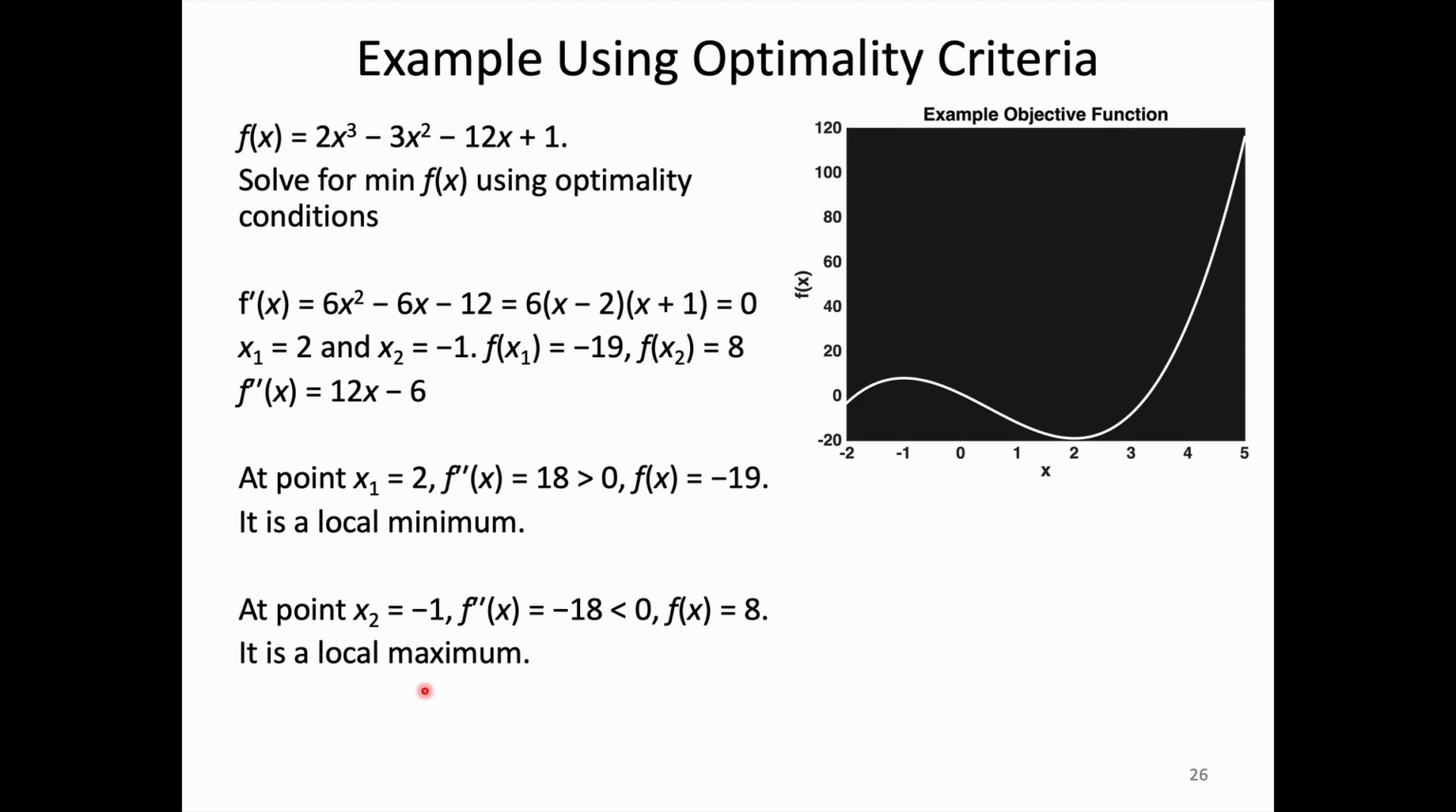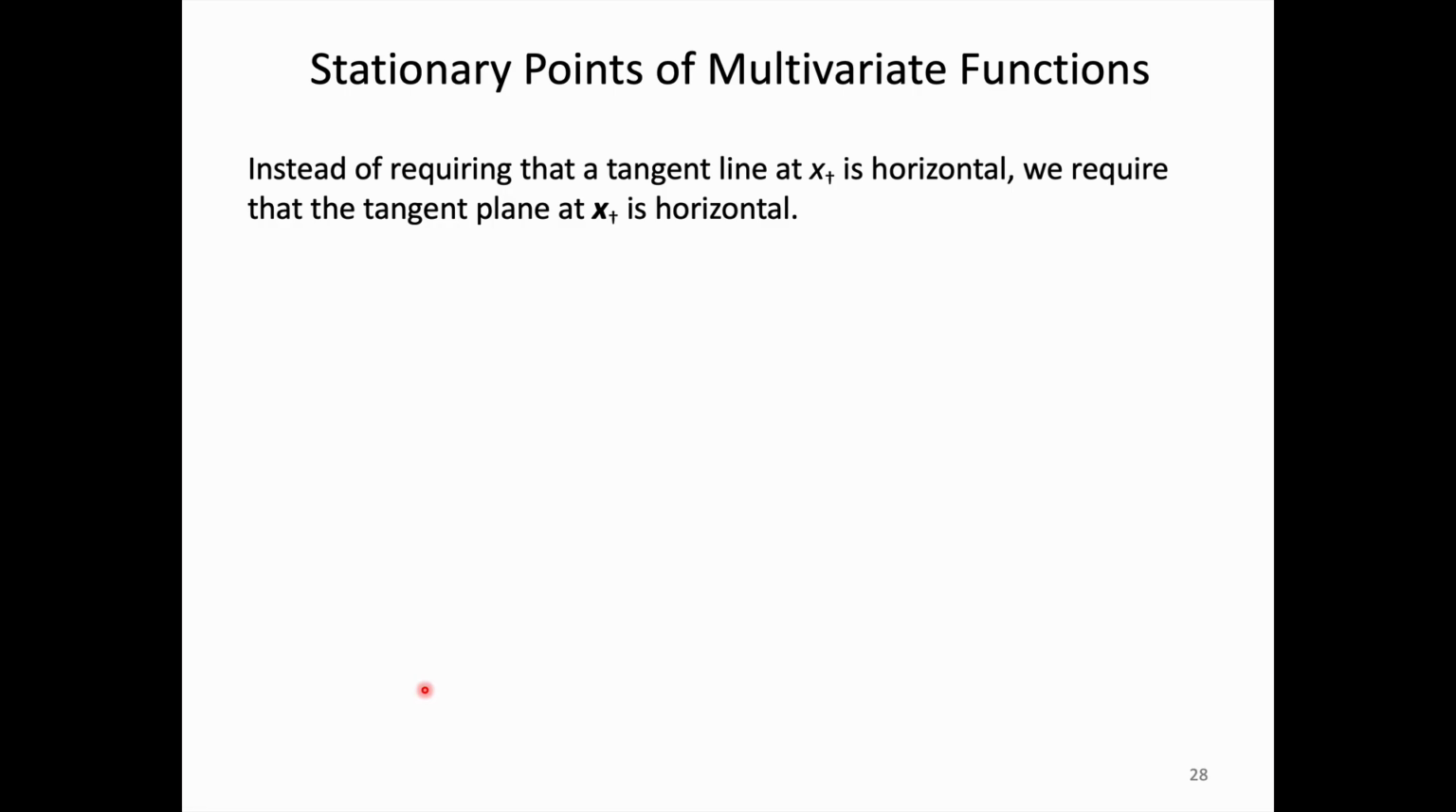So that's a simple example in one dimension, but what about n dimensions? How do we extend to n dimensions? In the second part of class, we're going to go through this in a lot of depth, but I'm going to give a quick preview now of what this entails. Instead of requiring that a tangent line at a stationary point is horizontal, we require that the tangent plane at a stationary point is horizontal, and in this case the point is defined as a vector instead of as a scalar. So we are requiring that every element of the gradient of the objective function is equal to 0.